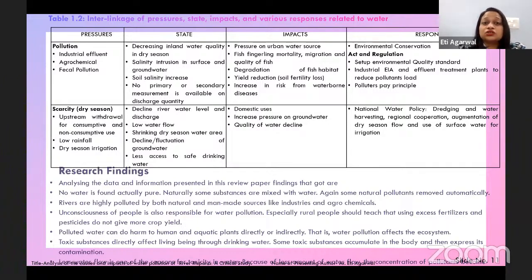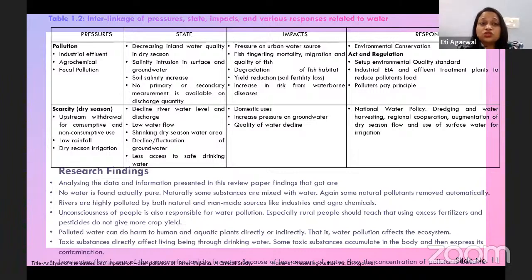The salinity of the surface water and groundwater is being affected. Soil salinity has increased. The impact is that water resources are affected, and fish face mortality and migration, and the quality of fish is again degraded. Yield reduction, obviously, as soil fertility is being lost, and the quality and quantity of the crops have been reduced. Waterborne diseases have increased, and the mosquitoes have increased in the city. There are many other reasons which people can directly feel. There are a few acts and regulations set up, like the industrial EIA and other reports that can help out. The polluter pays principle can help, but still nothing is seen.